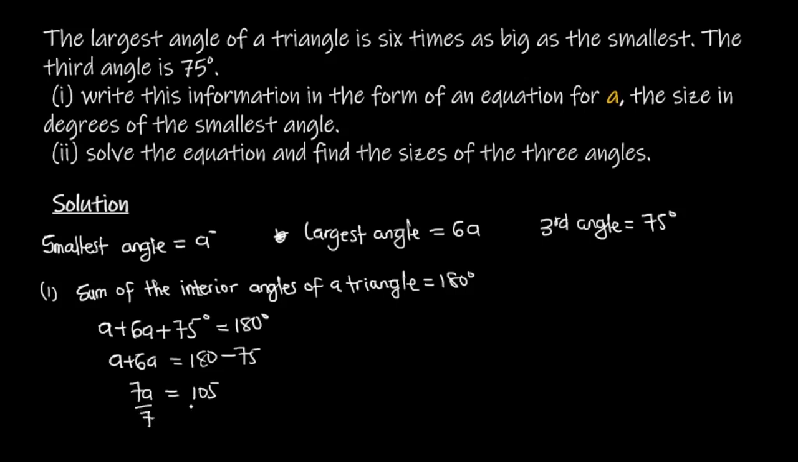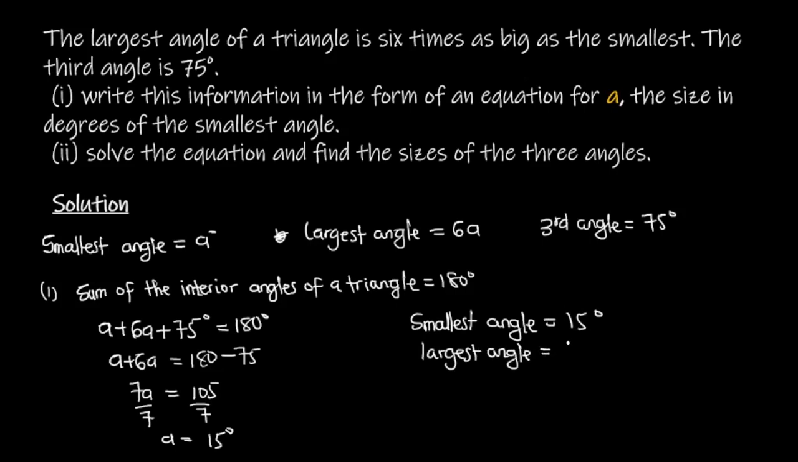So I divide both sides by 7. My A is now equal to 105 divided by 7, which gives me an angle of 15 degrees. So what this means is that my smallest angle is 15 degrees. The largest angle is 6 multiplied by 15, which gives me 90.